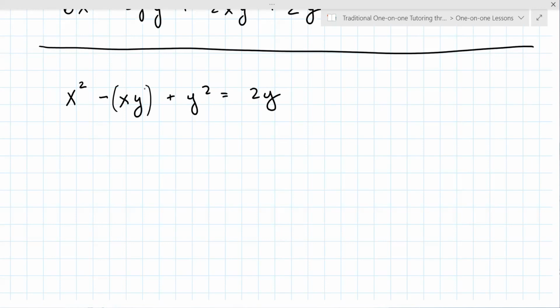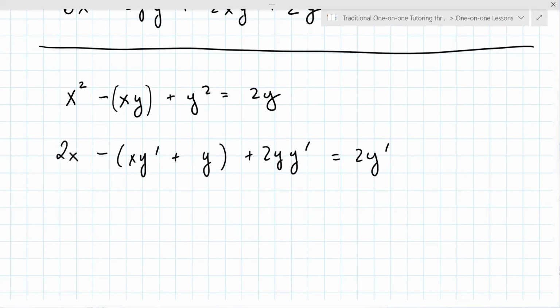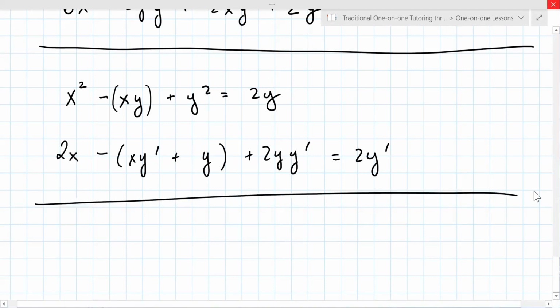Okay, so the first one here is 2x minus, and a couple ways to do this, x y prime, plus y, plus 2y y prime equals 2y prime. Yeah, you got it. And then distribute the negative. Yes. All right, so got that down.